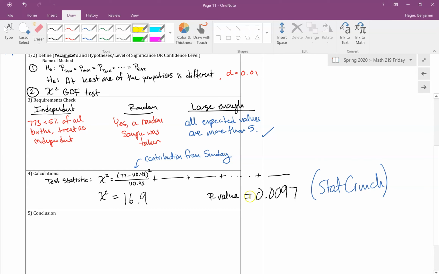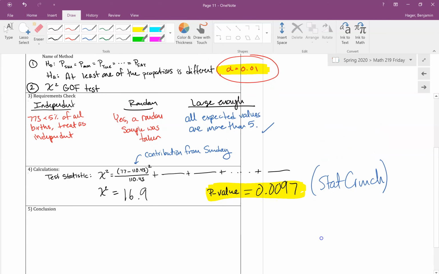So what does that mean, right? My p-value is 0.0097. That is well under my level of significance. It's actually not well under, it's just under because we used a very small level of significance here. But it is less, so that means I am going to, sorry guys, let me close my door. Okay, sorry, screaming kids in the background.